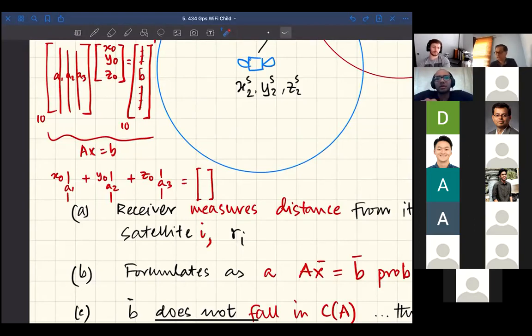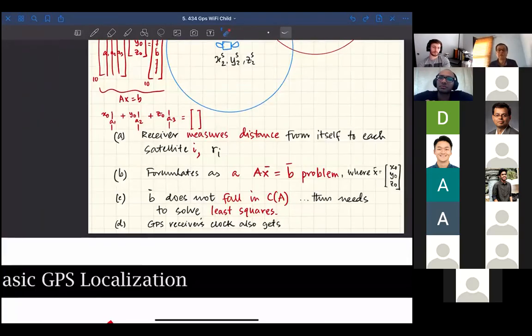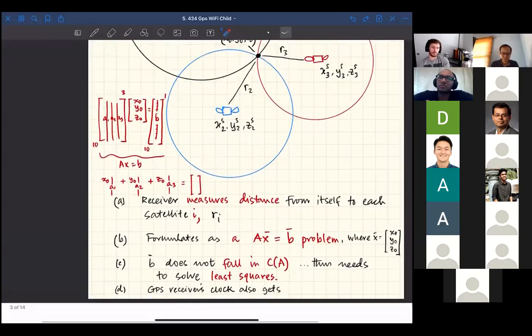Okay. And your original question was, we have 3 satellites, why can't we solve the problem? Why do we need least squares? Even if there are hundreds of satellites, we might still need it. There are 10 satellites here, but still we need it because the measurements are not precise. The measurements have error.